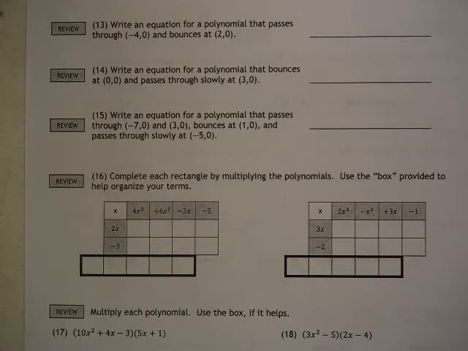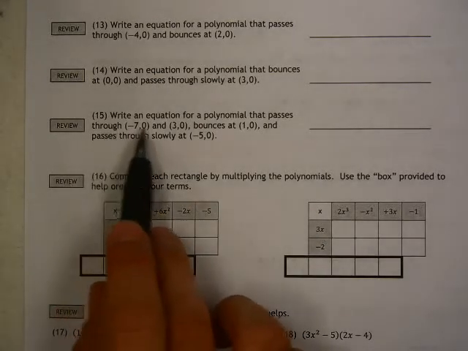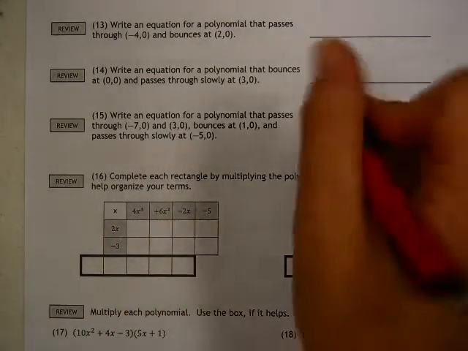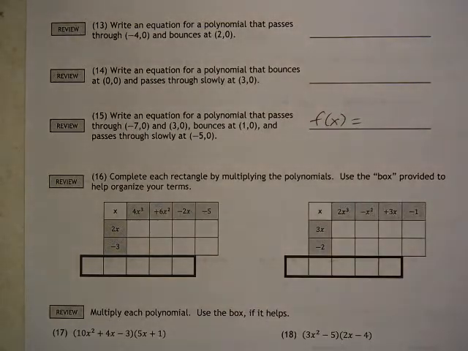Number 15 on the review for Algebra 2 Worksheet 20.4. This is a pretty complicated one. There's a lot going on in number 15. We read it first. Write an equation for a polynomial. Right away, I know that that's going to have the notation f of x equals.